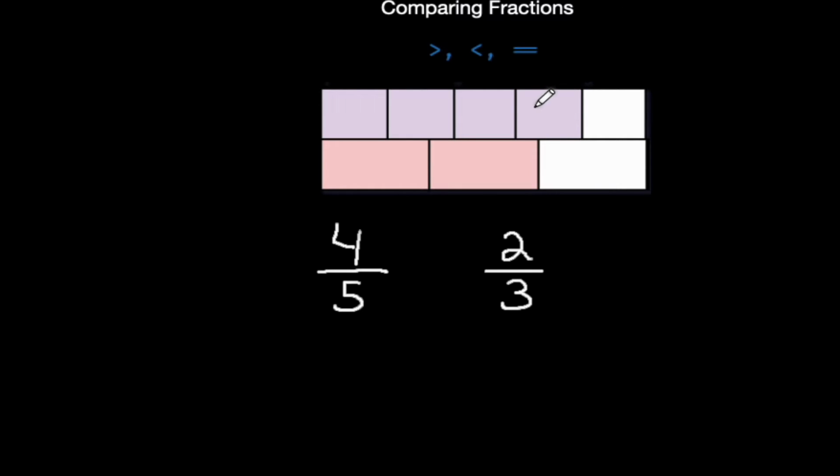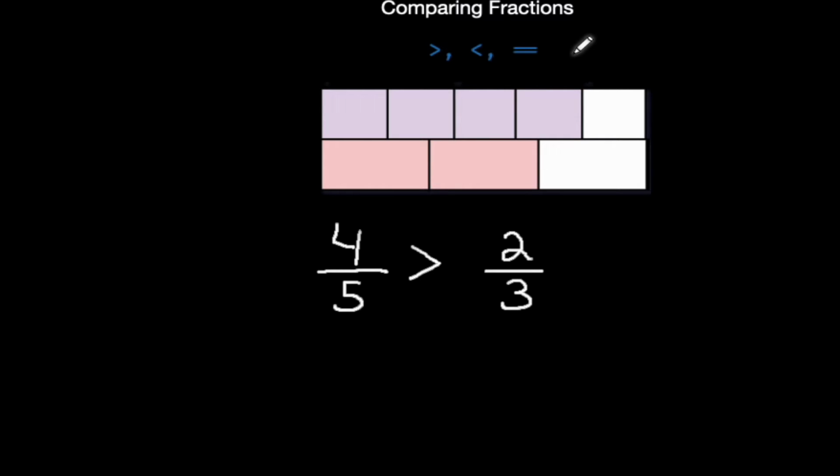And by looking at the area models, you can actually tell that there is more area that is covered by this first fraction area model here than the second one. So what this tells us is that 4/5 is greater than 2/3, right? Because more of the area is shaded. So that means 4/5 is greater than 2/3, as I've mentioned.